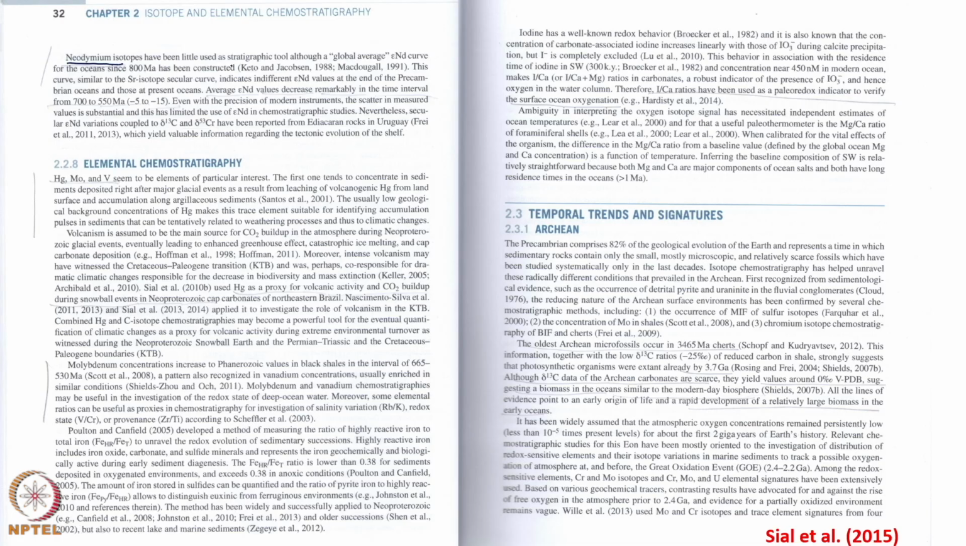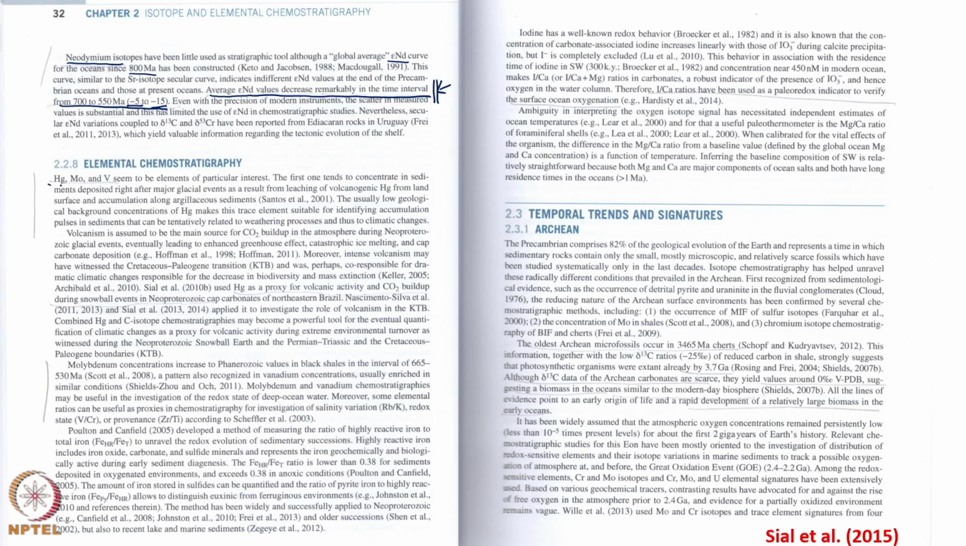Neodymium isotopes have little use as a stratigraphic tool, although a global average epsilon neodymium curve for the ocean since 800 million years has been constructed. An average epsilon Nd value decreased remarkably in the time interval of 700 to 550 million years, and the number ranged from -5 to -15. We do not see a ready explanation of the event that led to such a situation.